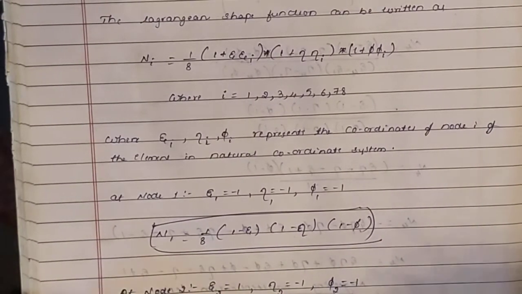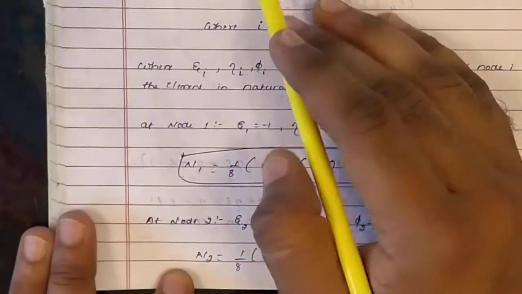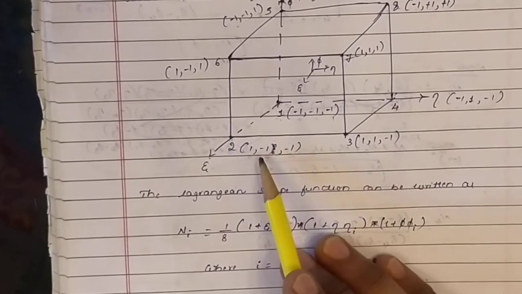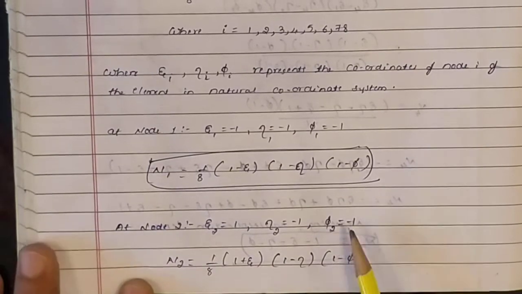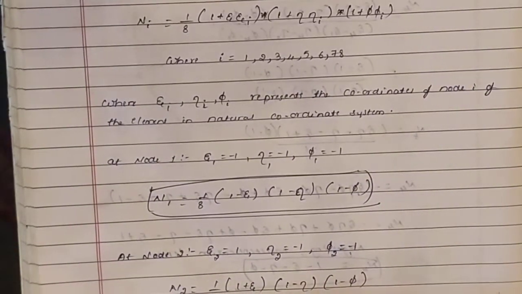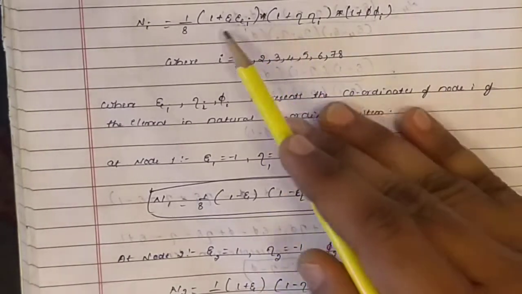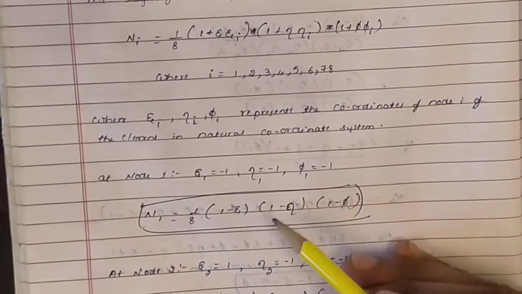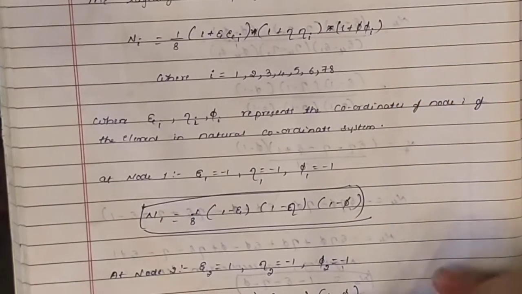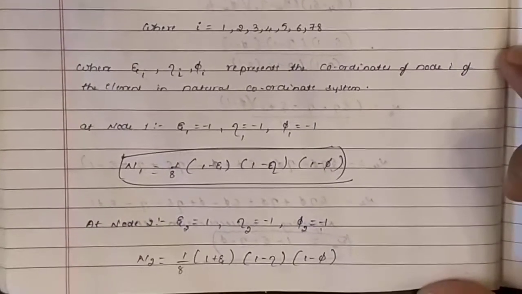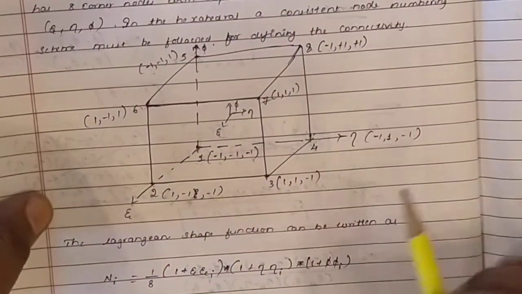Okay, similarly, go for node 2. At node 2, what are the coordinates? At node 2, the coordinates are 1, minus 1, minus 1. Now the same procedure, just N2. N2 is equal to 1 by 8. Substitute the coordinates. If you substitute zeta I as 1, it becomes 1 plus zeta. Able to see it? Yes, yeah. And if you substitute minus 1 here, it becomes 1 minus eta. If you substitute minus 1 here, it becomes 1 minus phi. Got it? Similarly, substitute all the coordinates.